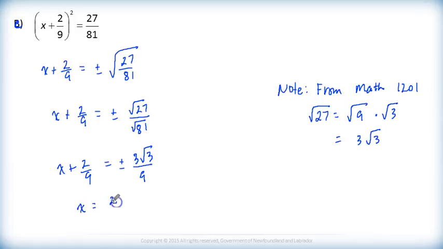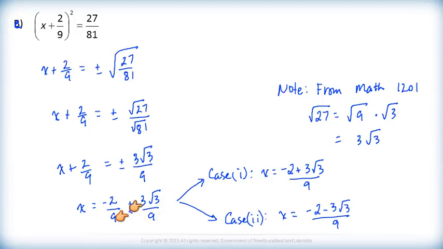And that gives us, when we rearrange here and solve for x, x equals negative 2/9 plus or minus 3 root 3 over 9. So because we have the plus or minus, we really have two cases, negative 2 plus 3 root 3 all over 9, because they have the common denominator already, and negative 2 minus 3 root 3 all over 9, again because we have the common denominator already.